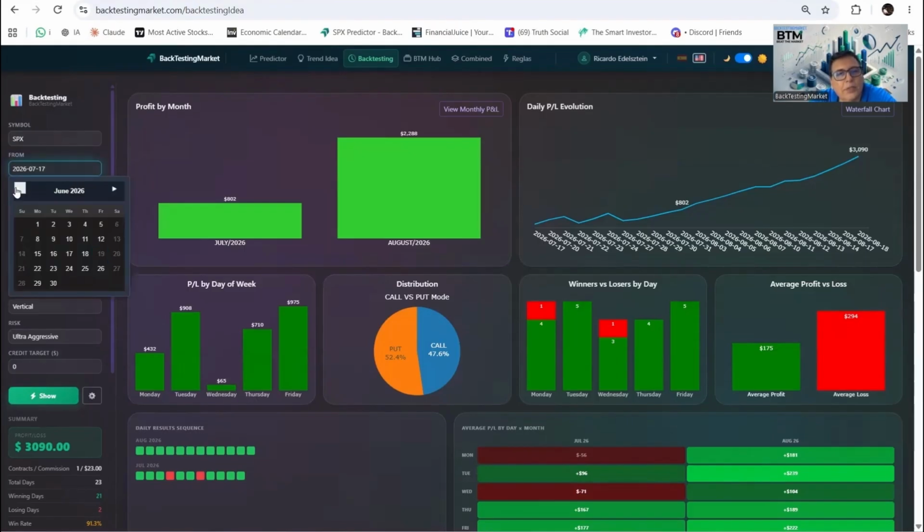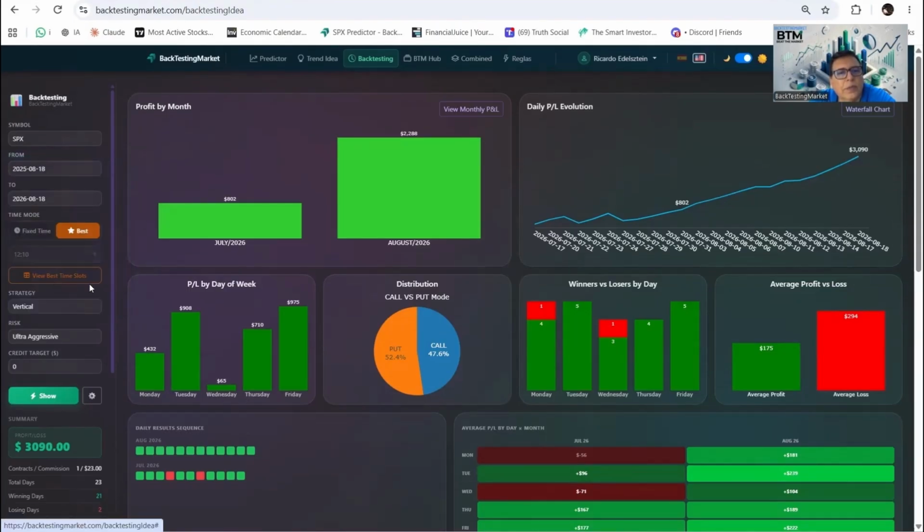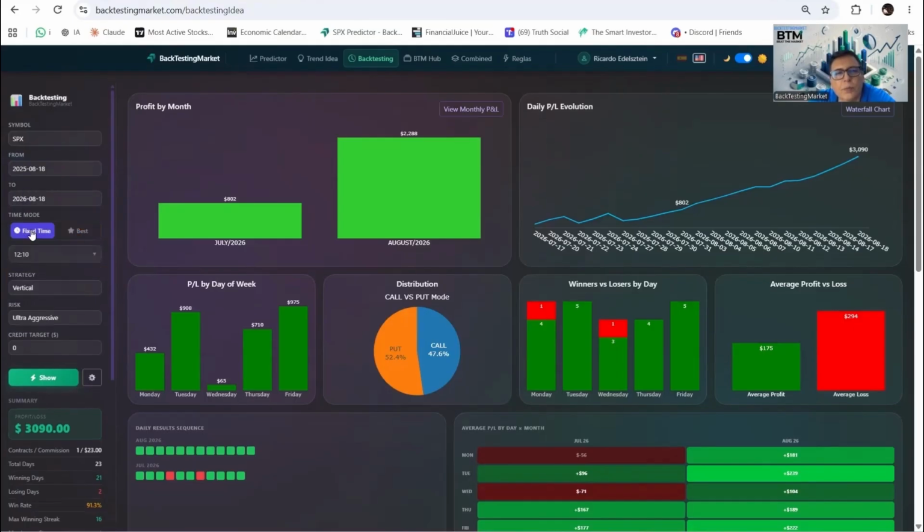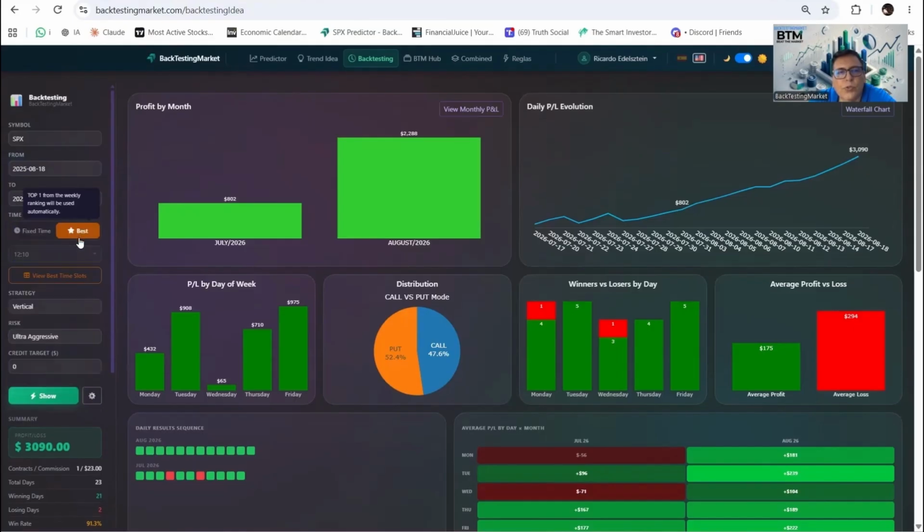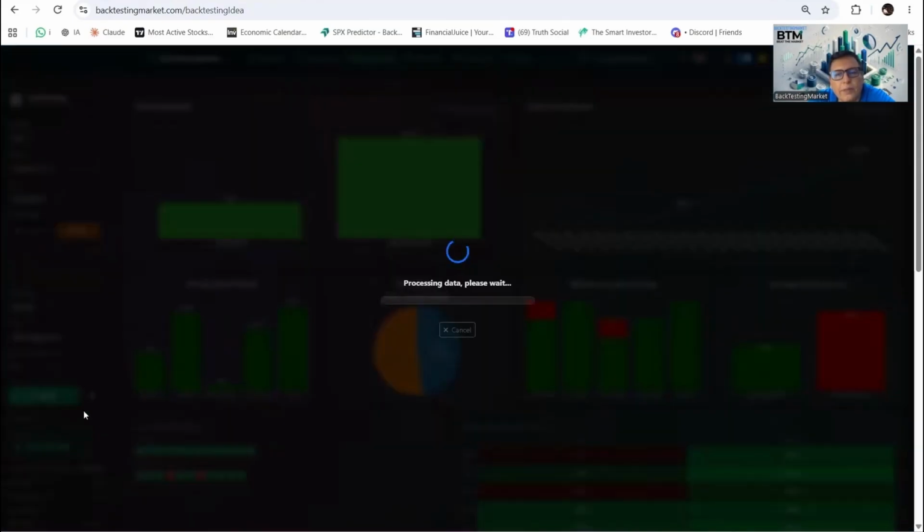Let's go back in time. Let's go 1 year, to see if it really works or not, so let's go to August 18. There you go. The best times are called fixed here because some people like to trade the same hour every single day. For instance, you can choose 11:55, but most everyone in the WhatsApp group chooses the best ideas of BTM. So if we run the report for 1 year, let's see how it did.